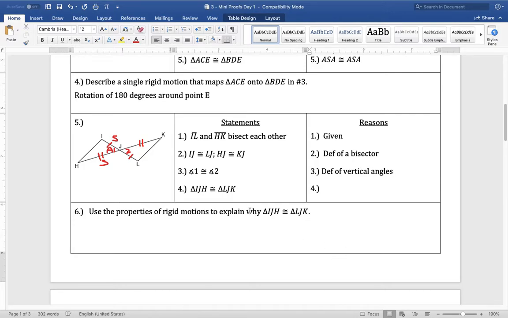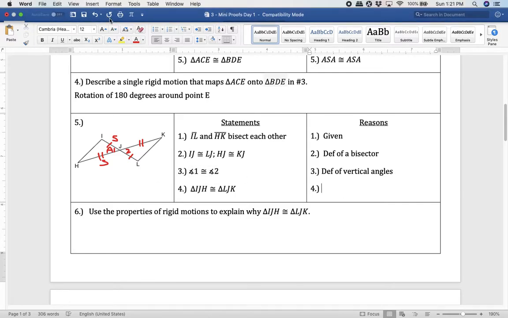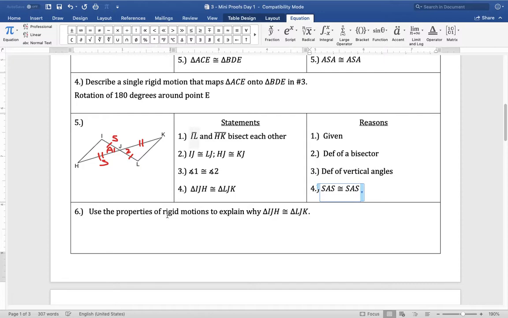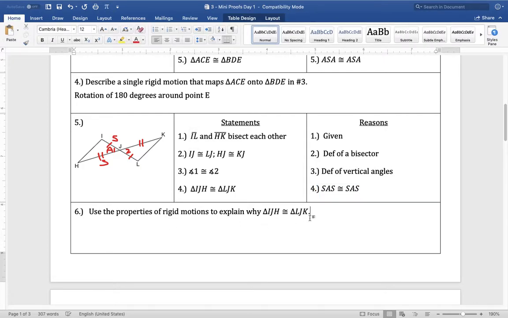Finally, how are the triangles congruent? Well, we've got two triangles congruent based on these three things that we've labeled here, and this was side angle side congruent to side angle side. Why are these triangles congruent?